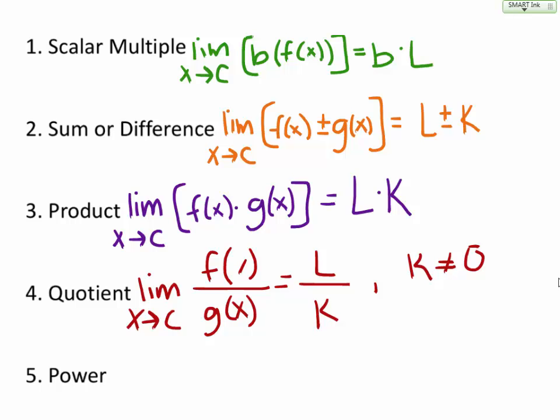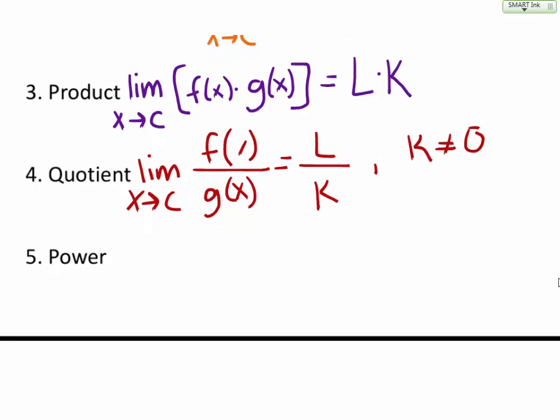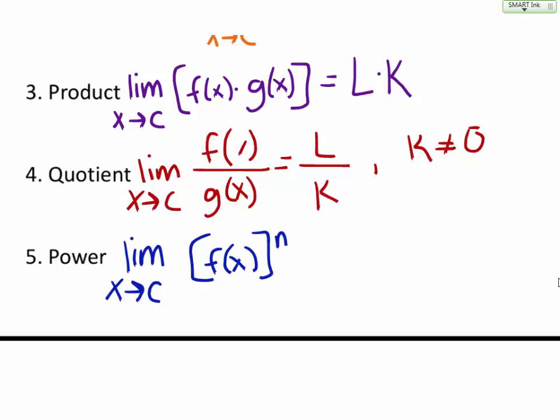All right, I'm going to scroll down and talk about that fifth and final property, the power property. The power property is obviously talking about exponents. It states that the limit as x approaches c of a function raised to a power n, remember n being an integer, is simply equal to the value of the limit L raised to that power n.